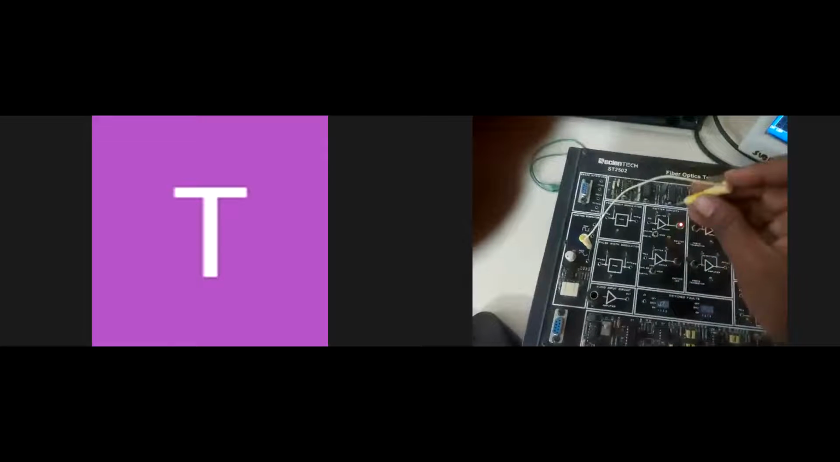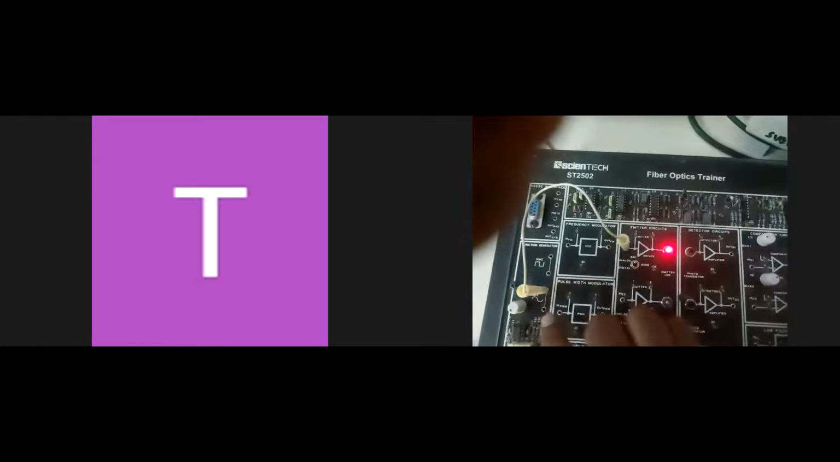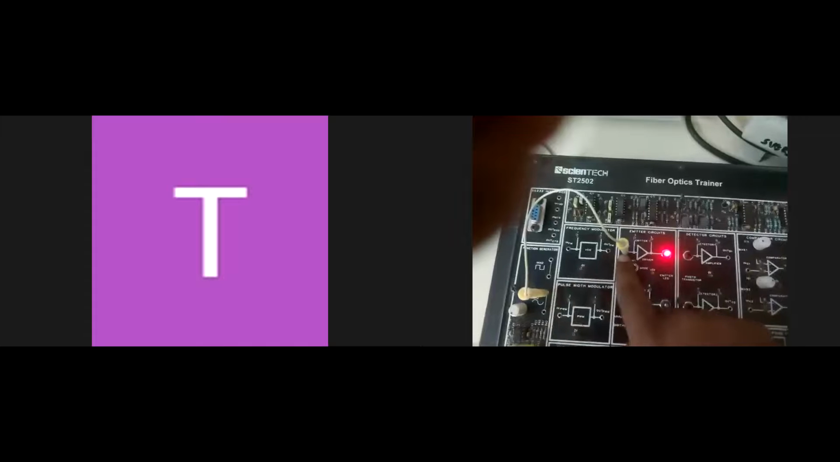I will take this analog signal and I will connect this patch cord. This is called a patch cord, which connects the two blocks. So I will take the analog signal from this point and I will give it as input to the emitter circuit. See, this analog signal I have taken from here and I have given it as input to the emitter circuit. What is in the emitter circuit?